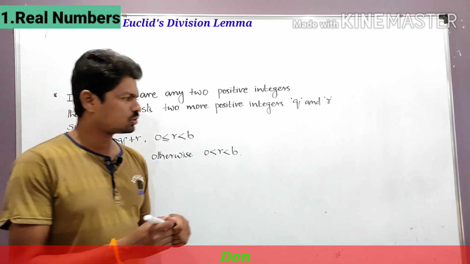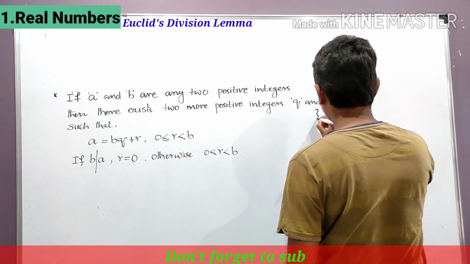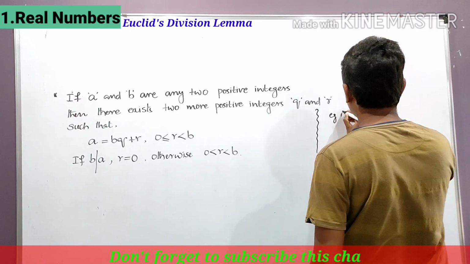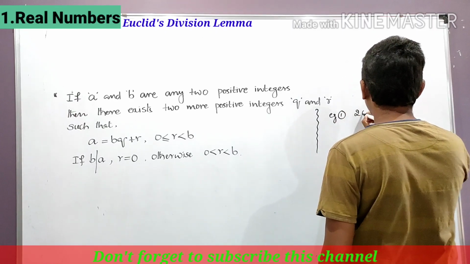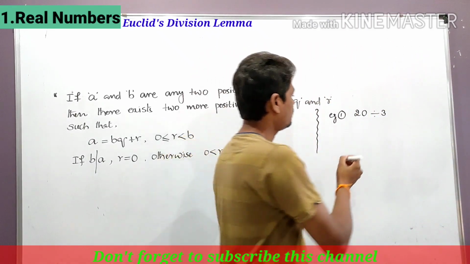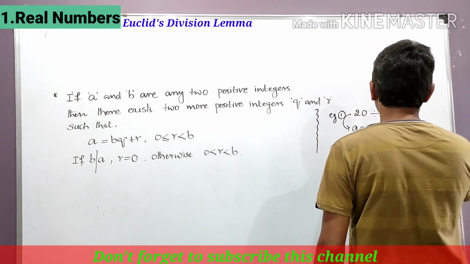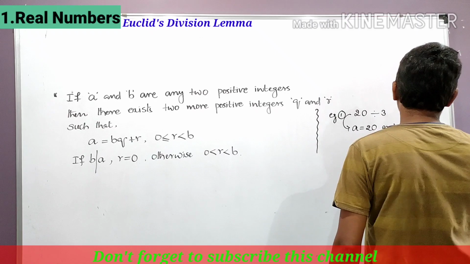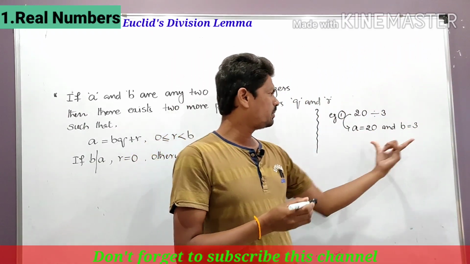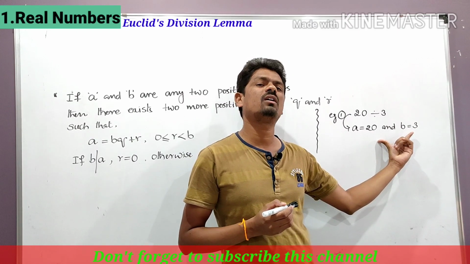Now see what the division rule is. You already know the division rule. Suppose this is example number 1: I am dividing 20 by 3. Let a = 20 and b = 3. Now a and b are any two positive integers, then there exist two more positive integers q and r, he is saying.